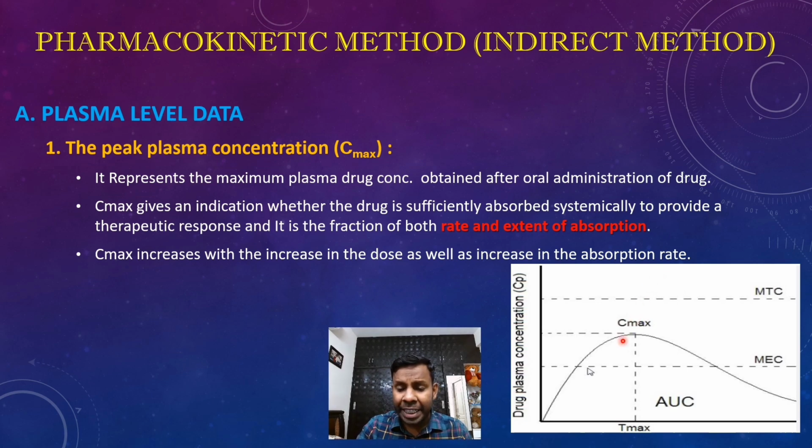So this will indicate whether a sufficient amount of drug is absorbed or not. This Cmax will indicate both the rate and extent of drug absorption, and this value will increase with an increase in the dose and an increase in the rate of absorption.